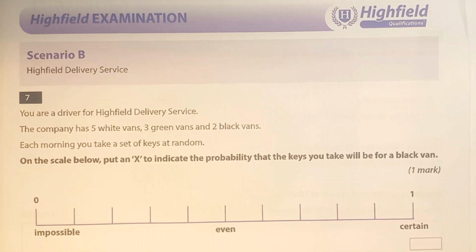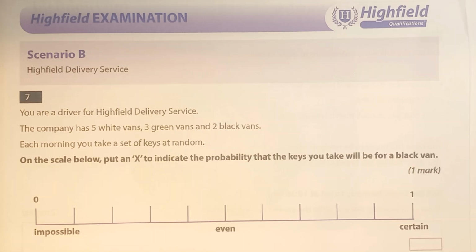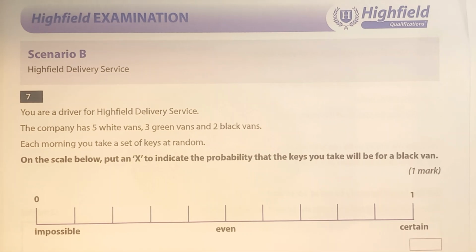Okay. Scenario B, Highfield delivery service. Question 7. You are a driver for Highfield delivery service. The company has 5 white vans, 3 green vans and 2 black vans. Each morning you take a set of keys at random. On the scale below, put an X to indicate the probability that the keys you take will be for a black van.